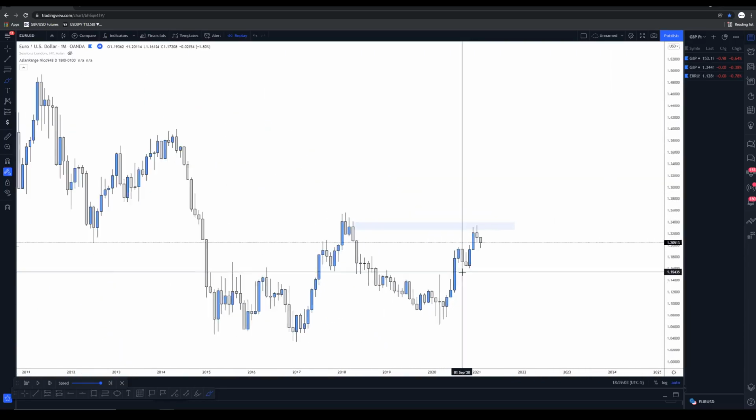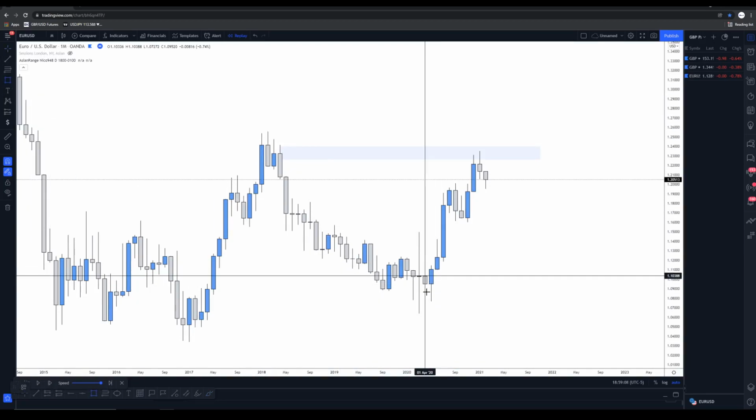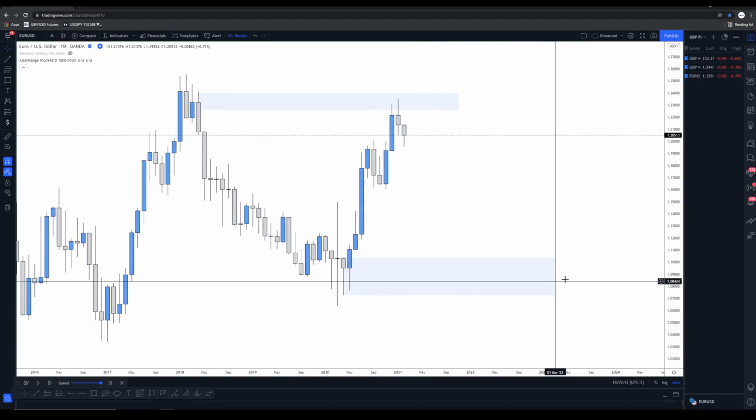And if we go down to the monthly time frame, we could confidently say that the next mitigation point is going to be all the way over here. I can say that confidently, my bad.